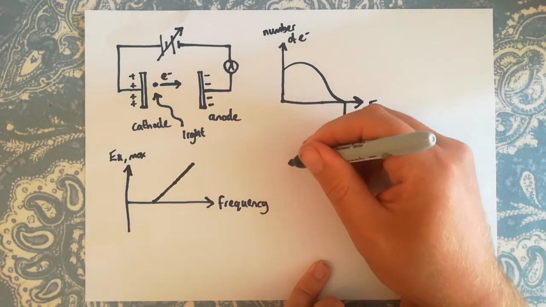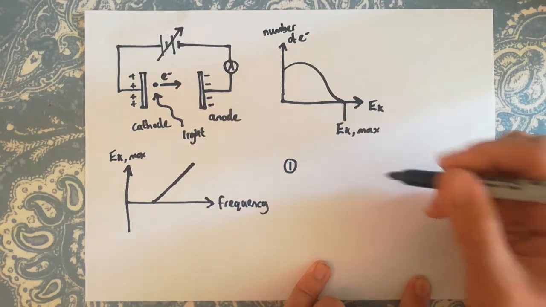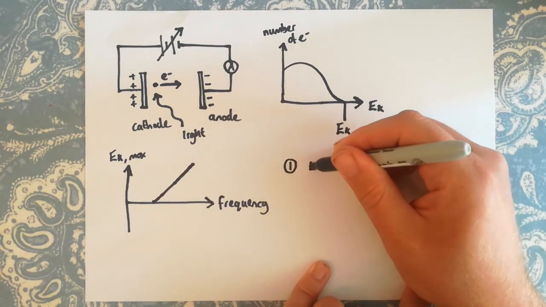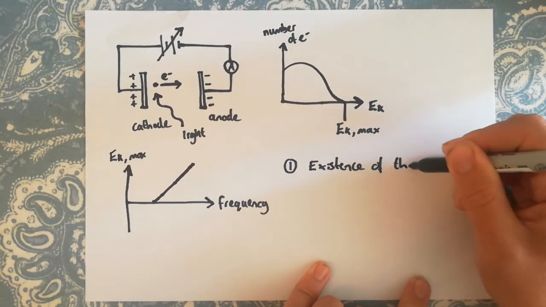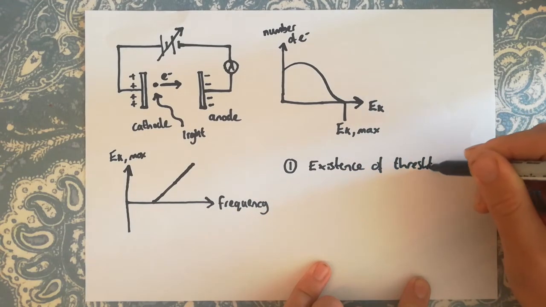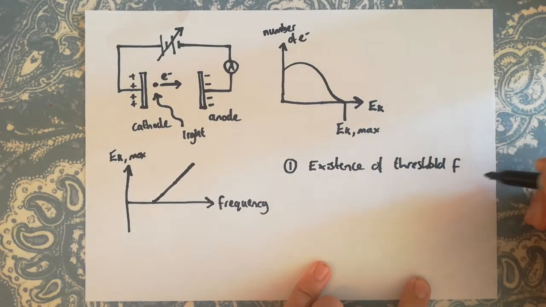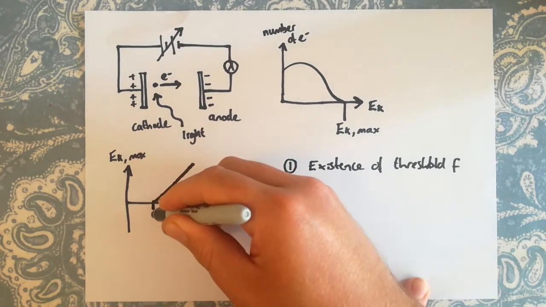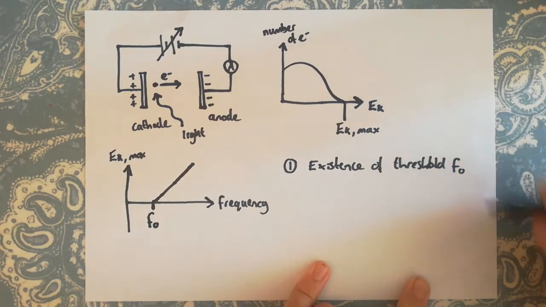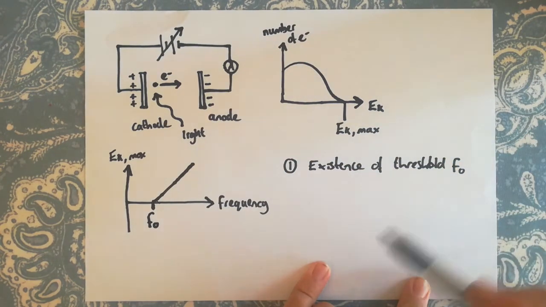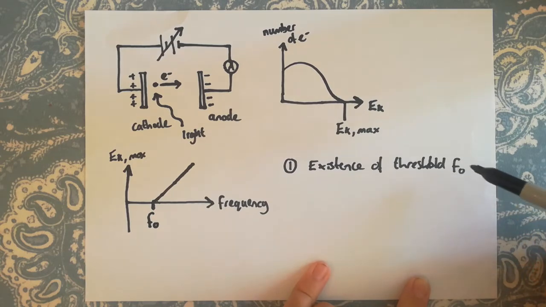So there are two results here. The first key result of this experiment is the existence of that threshold frequency. We're going to define that, and we're going to call that F0. So that is the key frequency. If the light is below that frequency, no photoelectrons. If the light is above that frequency, we get photoelectrons.